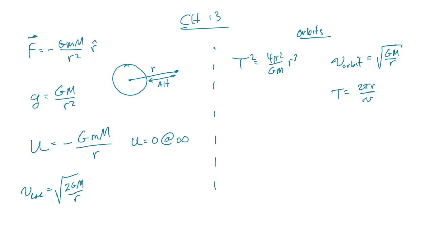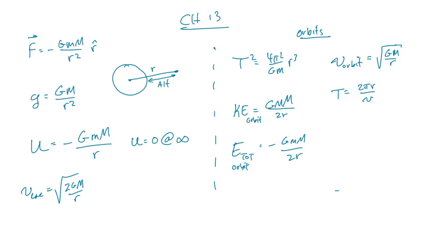Then there was orbital energy. You can write the kinetic energy of something in orbit as GMm over 2r. So that would be just the kinetic energy of a satellite in an orbit. You can then write the total orbital energy as negative GMm over 2r, because that's not confusing at all. What's the difference between those two equations? That's a negative sign, right?